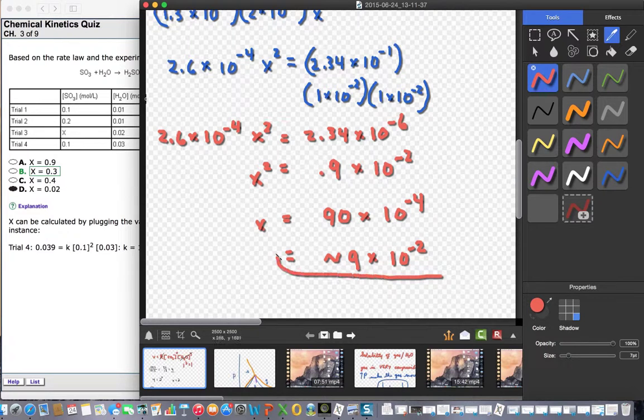So I know that the decimal can't be D because D is way too small. It can't be A because A is much too large. It's most consistent with B. Now that's one way of doing it.